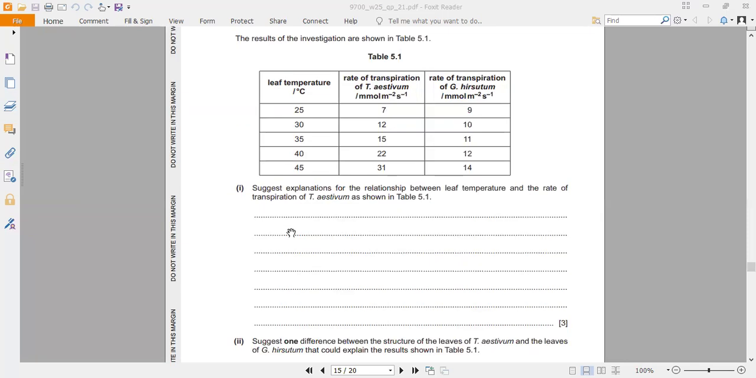You can see that as temperature goes from 25 to 45, it means when temperature is increasing, the rate of transpiration in Triticum aestivum has increased. As the temperature is increasing, the rate of transpiration is also increasing in both cases. But if we compare both of these plants, the rate is faster in one species in comparison to the other.